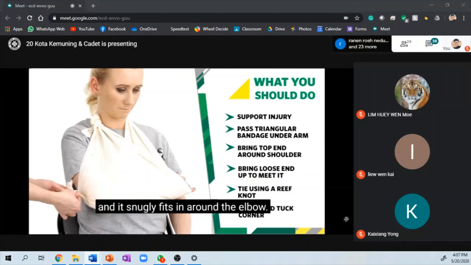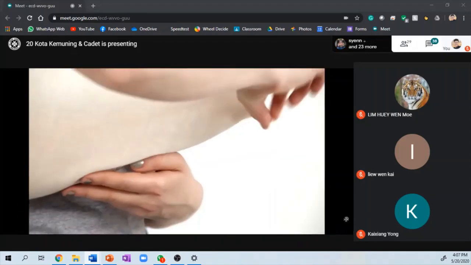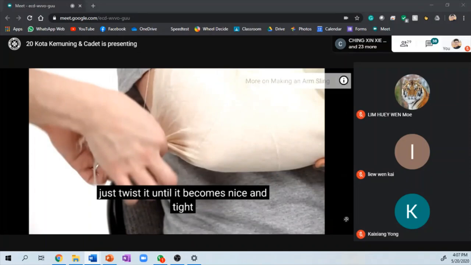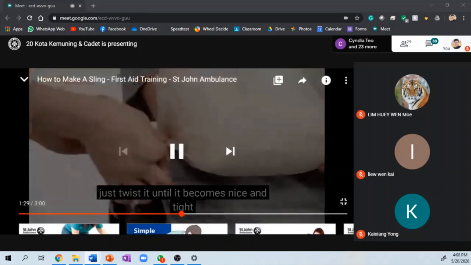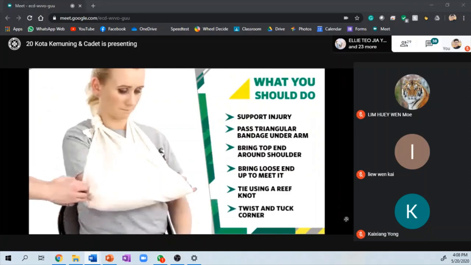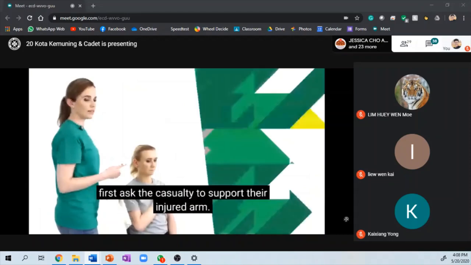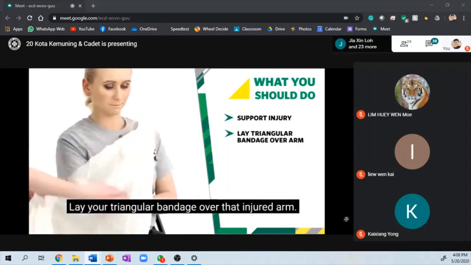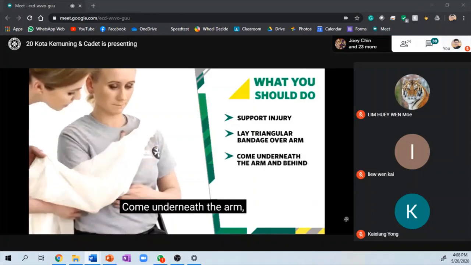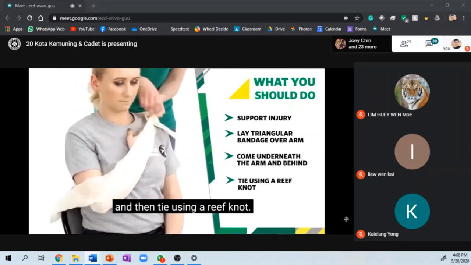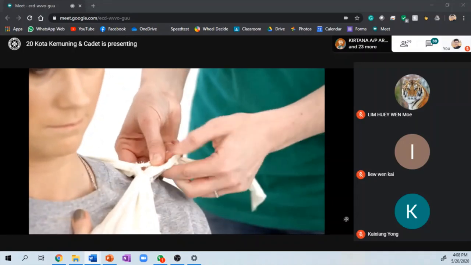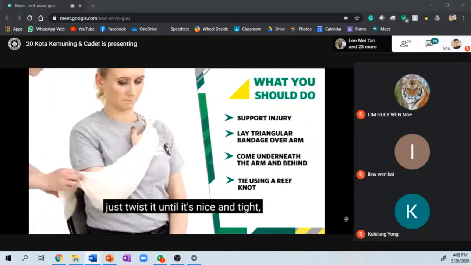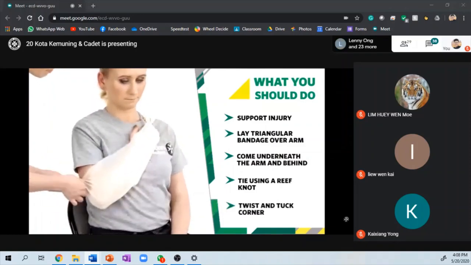Let me explain again. Here is the point. The place where the woman is tying is the point. You cannot twist it, remember. Here, do you know where the point is? And this is tying the elevation sling. This is also wrong already. You cannot twist it. You need to fold it.